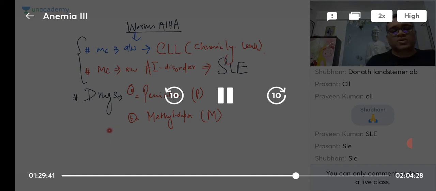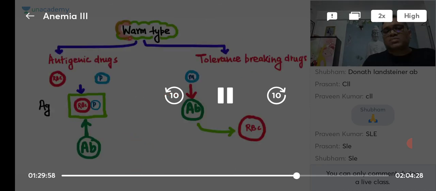Clear? So I understood warm type of autoimmune hemolytic anemia, most commonly associated with which leukemia? CLL. Most commonly associated with which autoimmune disorder? SLE. Right? And what are the drugs? Penicillin, methyldopa. These were the questions in the NEET and DNB previous year. Now I'm going to tell you warm type of autoimmune hemolytic anemia caused by drugs.